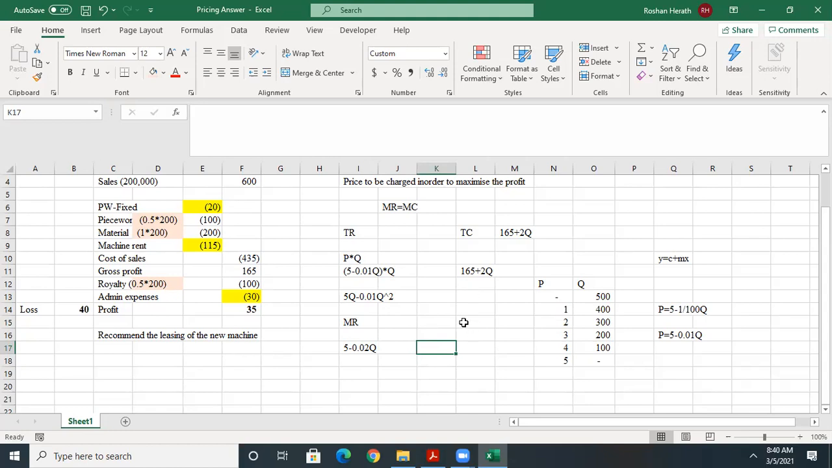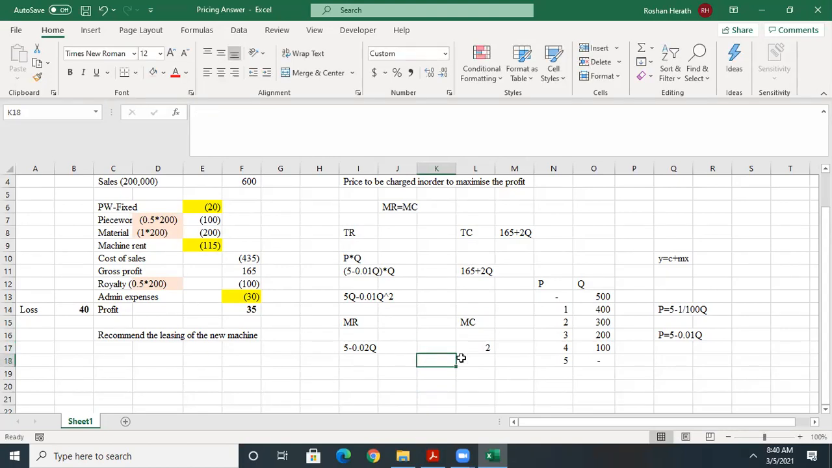So similarly, you can get the marginal cost. How is it going to be? The marginal cost, it's 2. So 165, it's just a number, so nothing is there, so it becomes 0. And 2q to the power 1, it's 2, and that's it. This is it. So therefore, MR equals MC, this is the situation.